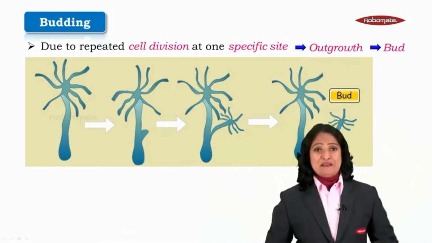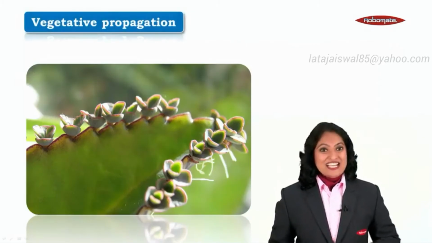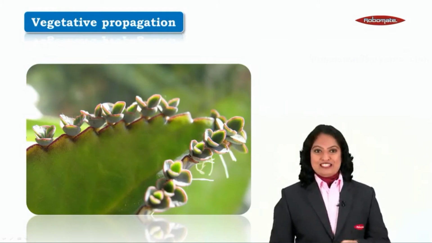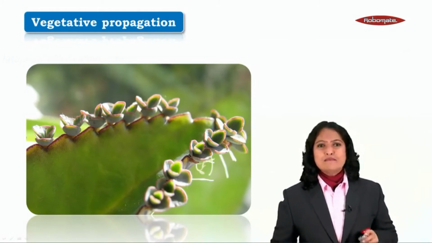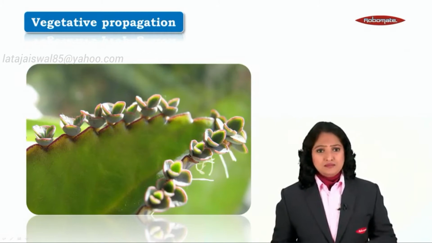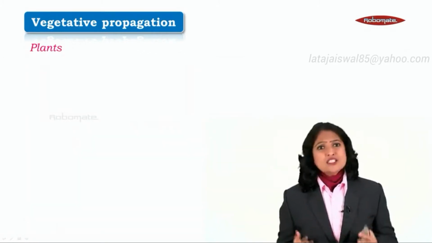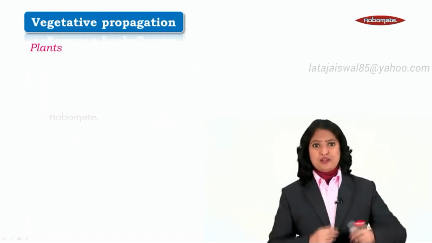Moving on to the next method of reproduction, vegetative propagation. Two words, vegetative. Indeed, it will be seen in plants. What is the meaning of propagation? To propagate means to promote. What and how are the plants going to promote reproduction?